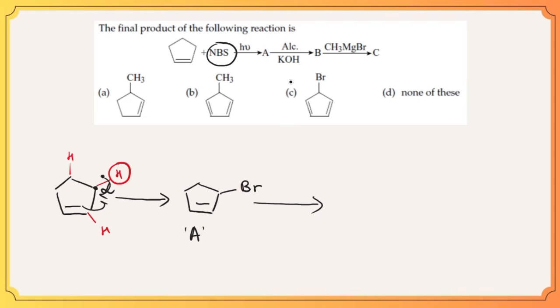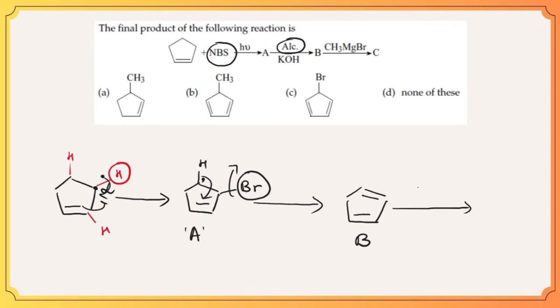And when it is treated with alcoholic KOH, the moment you see alcoholic KOH, remember it is an elimination reaction. So you are doing dehydrohalogenation. The hydrogen will be removed from the adjacent carbon where the halogen is attached, right? So you are going to do a dehydrohalogenation to form a double bond like this. So what is this? This is product B.